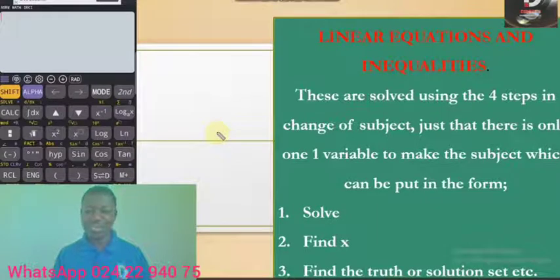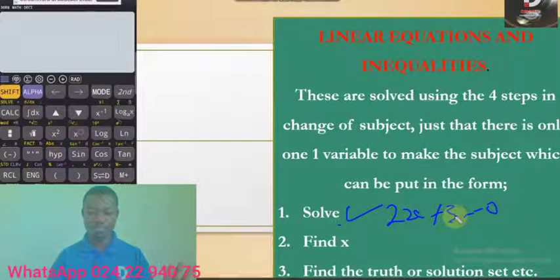Let's go. In this kind of topic, the examiner may say, as compared to change your subject, where you say make A the subject or B the subject or express A in terms of B or whatever, here you say solve. Then you write the equation there for you. Maybe solve 2x plus 3 equal to 0. You just write it that way, solve. That means it's a linear equation, and always expect one variable. So when there's one variable with an equal sign or inequality, use the calculator to do so.